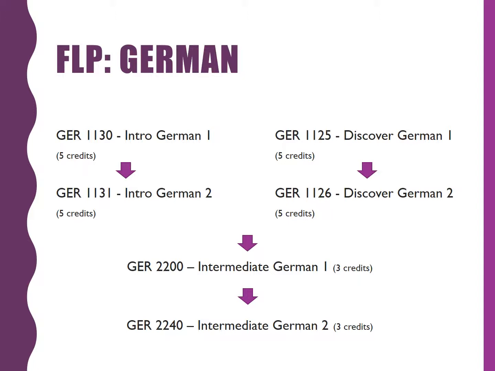But the important thing to recognize right now is that either one is an acceptable way to get to GER 2200, which is Intermediate German 1. So it doesn't matter which sequence you do, either one is going to prepare and lead you to Intermediate German 1. And then, of course, after that, we've got Intermediate German 2, which the number jumps a little bit, so GER 2240, but again, I'm not in charge of that, so we're going to go with it.